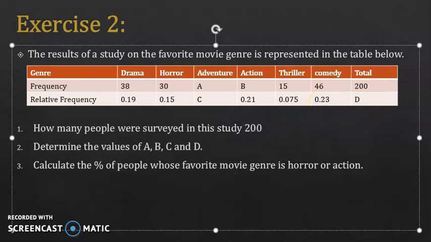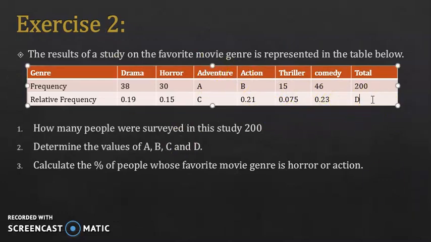Now the second part: determine the values of A, B, C, and D. So in the same logic of the previous exercise, you should think about the easiest ones to start with. So which one is the easiest of A, B, C, and D? You should directly know that D is the easiest one because you already know that the total relative frequency is 1. So now we're done with the first one, which is 1. Now what about the others? Try to think of each one of them.